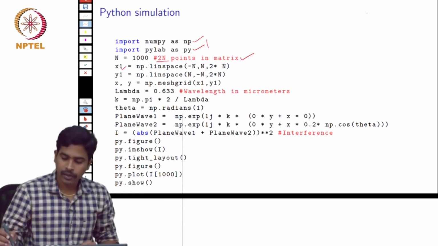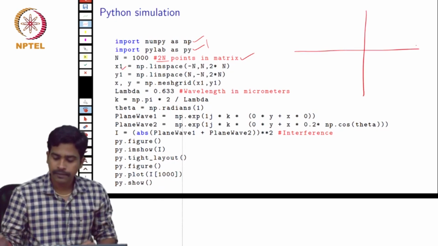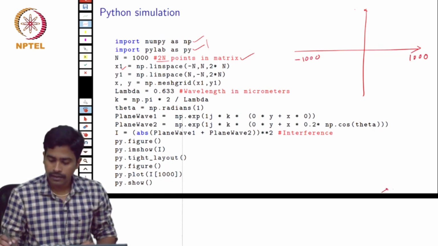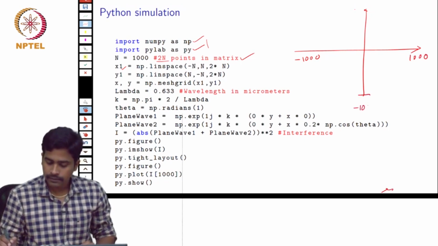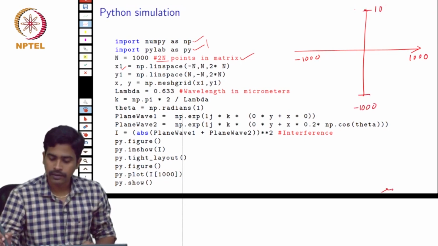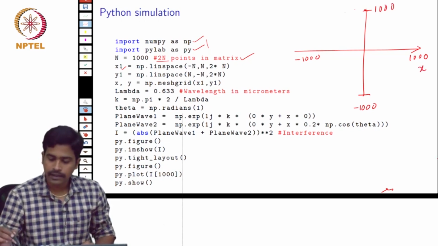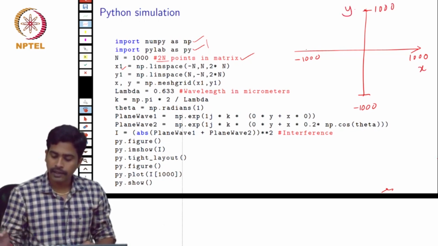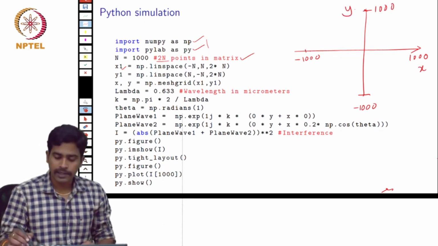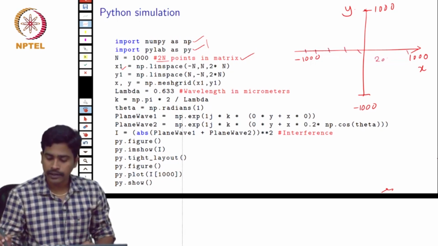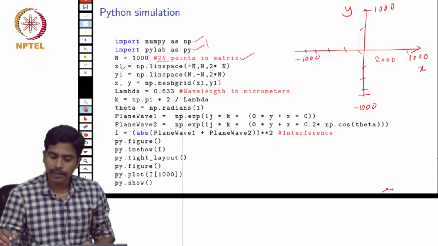So, in this simulation, what I am doing is creating a mesh grid with coordinates varying from minus 1000 to 1000 in the x direction, and in y direction from minus 1000 to 1000, and this is the x axis and this is the y axis. Between these two points along y, I am sampling 2000 points.